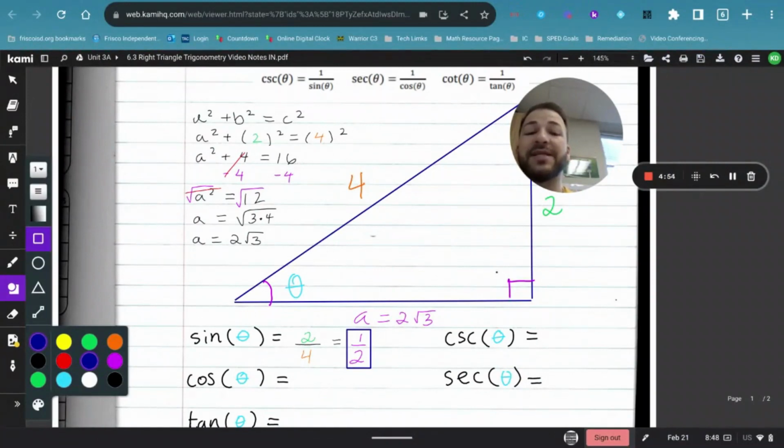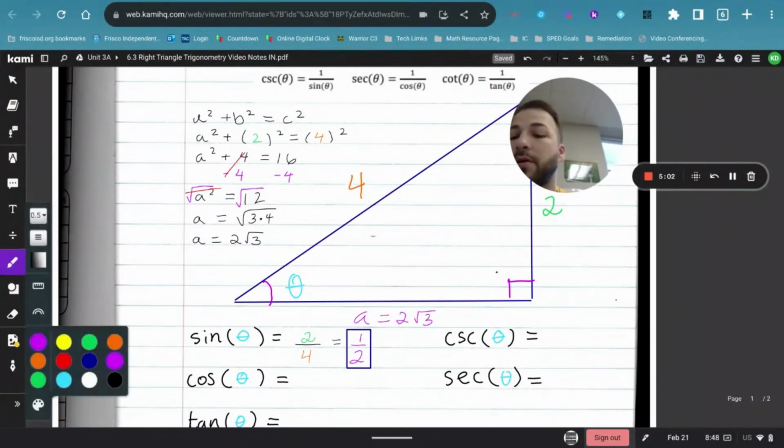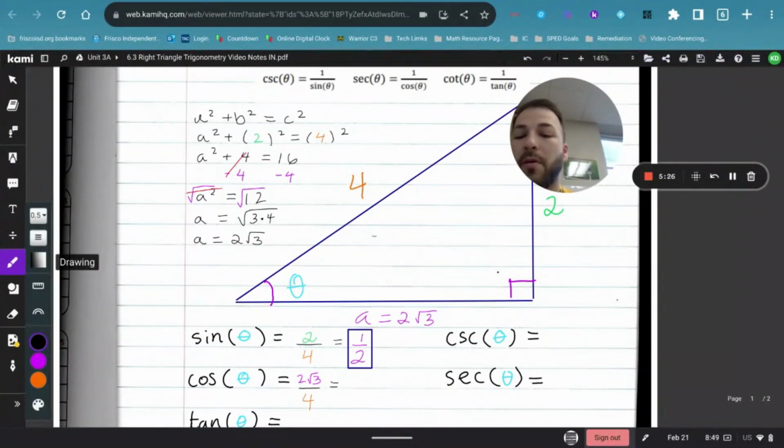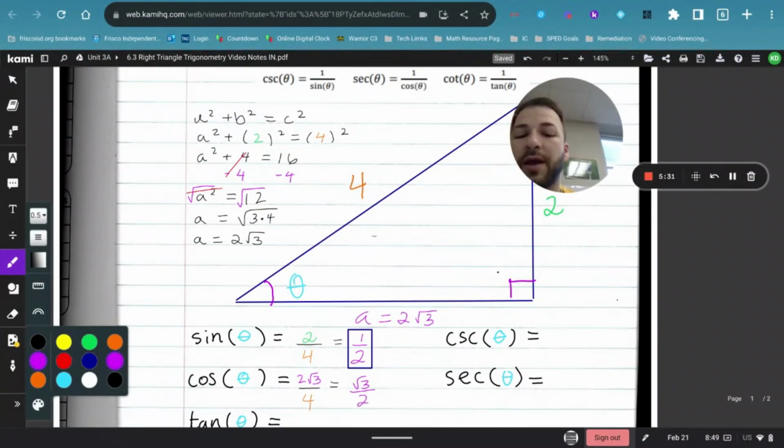So let's keep going. Cosine is adjacent over hypotenuse. So adjacent over hypotenuse is going to be 2 root 3 on top, and then hypotenuse 4 on the bottom. 2 root 3 over 4. The root 3 is not going to reduce, but 2 fourths still reduces down to 1/2. So this does become 1 root 3, and then over 2.